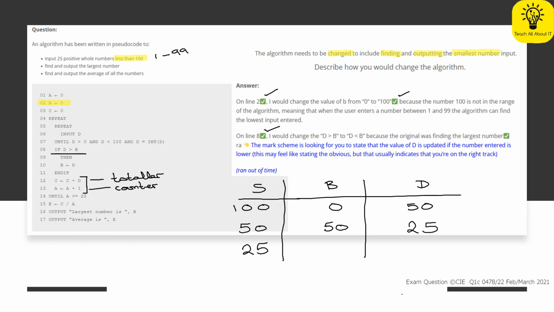Okay, so these are the kind of questions that you might be asked in the real exam. They are a little tricky, but they are much easier if you use a trace table.